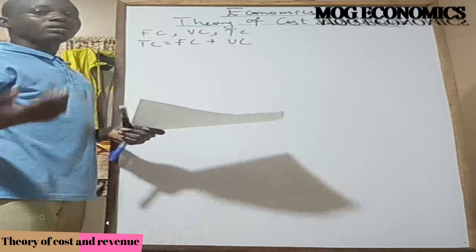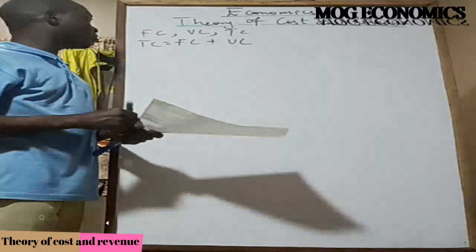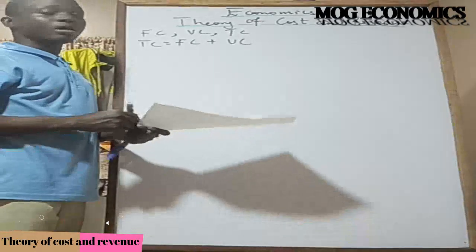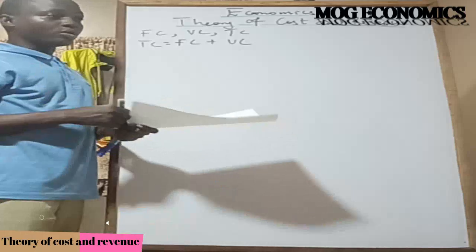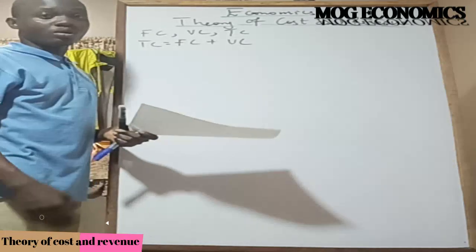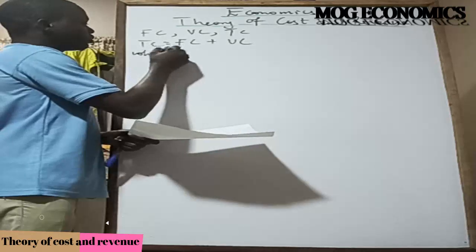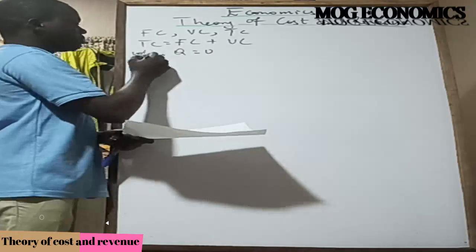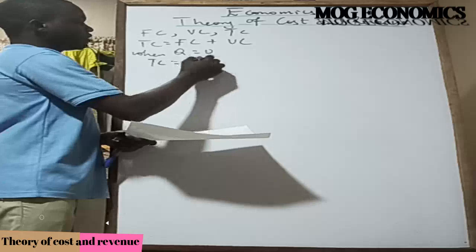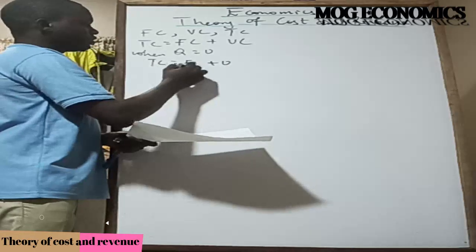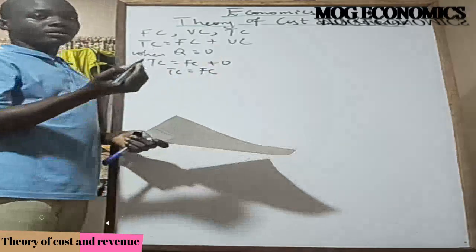Theoretically speaking, fixed cost is the same thing as the total cost when output is zero. When the output is zero, you are not going to have any variable cost. So when output Q equals zero, TC equals FC plus zero, and then TC equals FC. All right, so that's it.